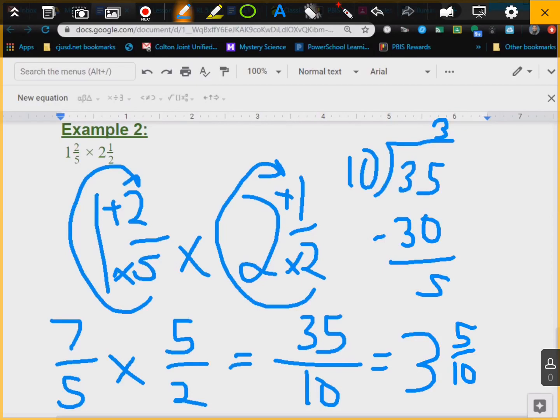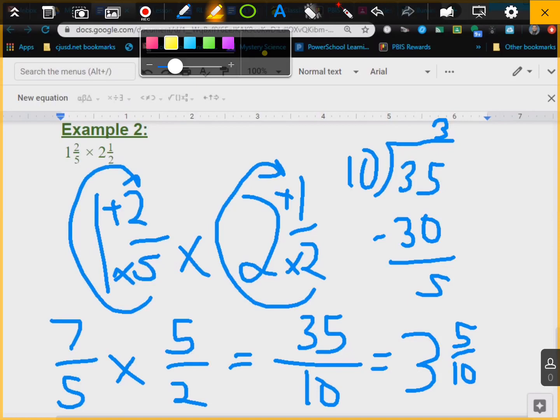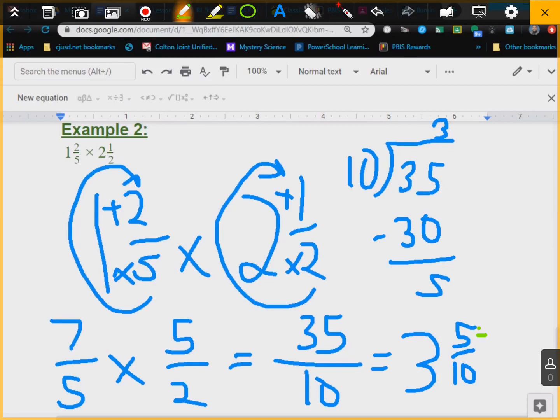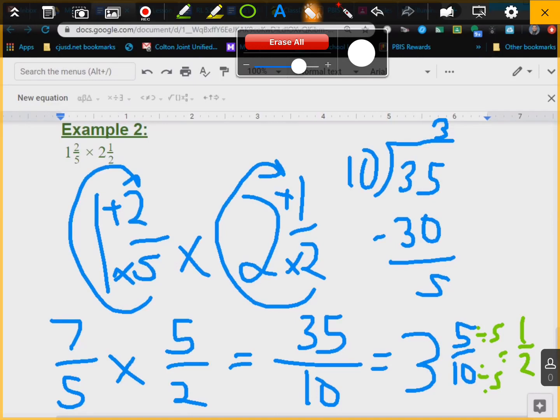Now, you could simplify this. You could say, hey, I could take a 5 out of 5 and a 5 out of 10 and change it to 3 and 1/2. So 3 and 1/2 would be my actual simplified answer. Now, if you got 3 and 5 over 10, that's okay. But it is good to start looking at fractions and seeing how you can simplify them.